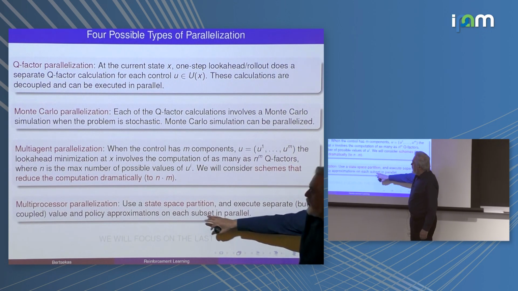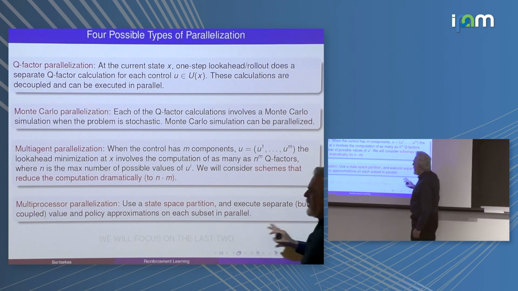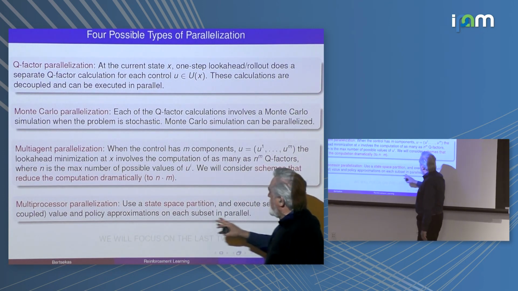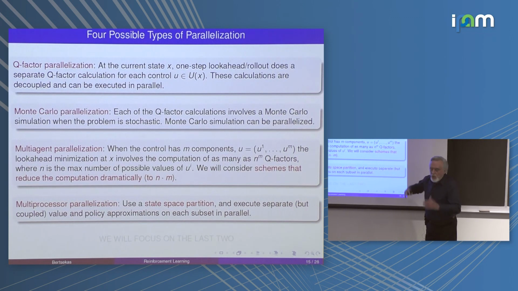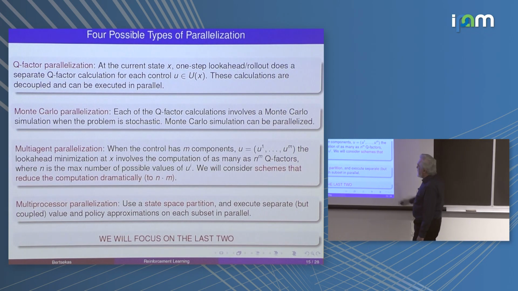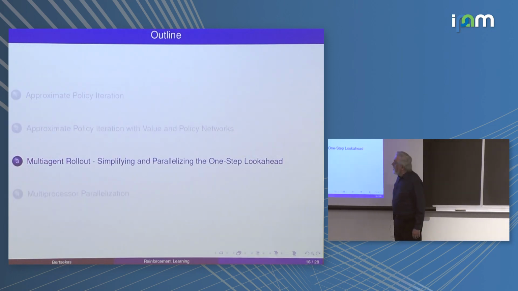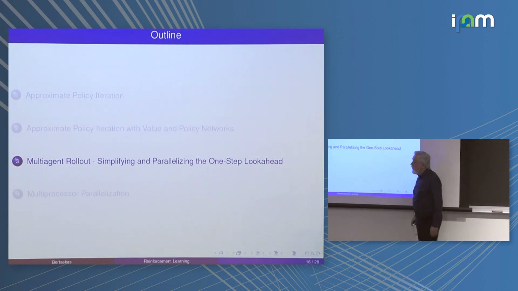The other is multiprocessor parallelization, where we use a state space partition. We execute separate value and policy approximations on each subset, and these approximations communicate with each other. So we'll focus on just these two and start with multi-agent rollout. And we aim to simplify and to parallelize the one-step look-ahead.